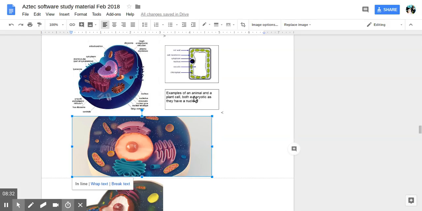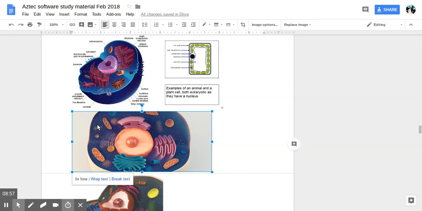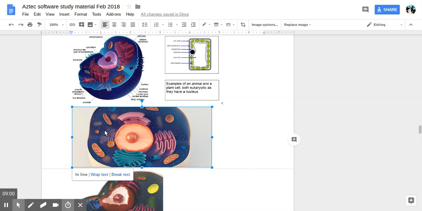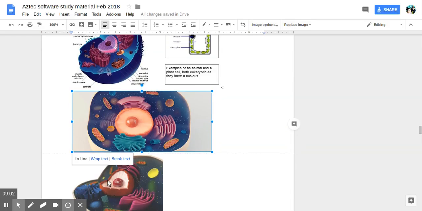The animal cells and plant cells that are eukaryotes have a nucleus bound by a membrane. Prokaryotes do not have a membrane-bound nucleus, so all their organelles are inside their cytoplasm all together. So these are some pictures.